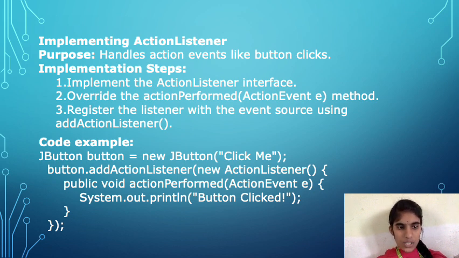For example, the code: Button button equals new Button with the text click me. button.addActionListener, new ActionListener, public void actionPerformed, which is the actual action performed, and next print that the button is clicked.